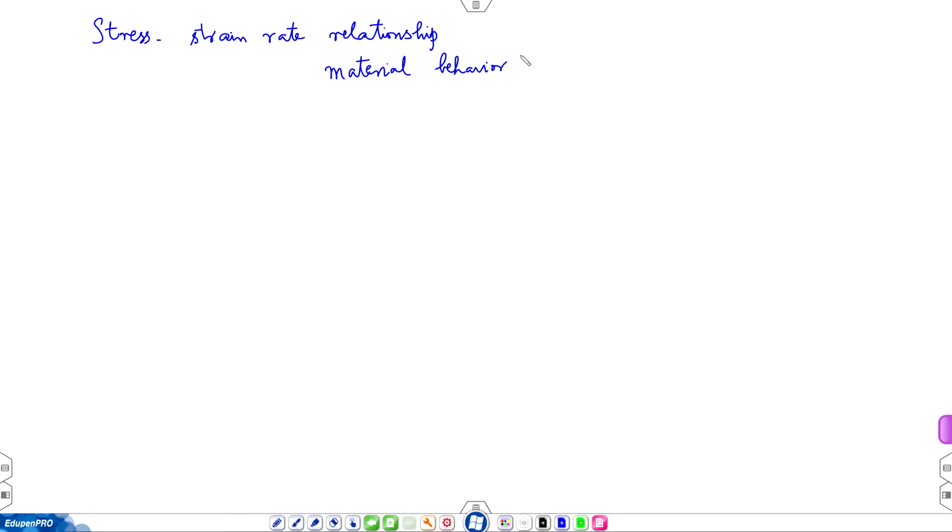And we have been studying material behavior in the framework of Newton's parallel plate experiment, and we have been talking of a Newtonian fluid.